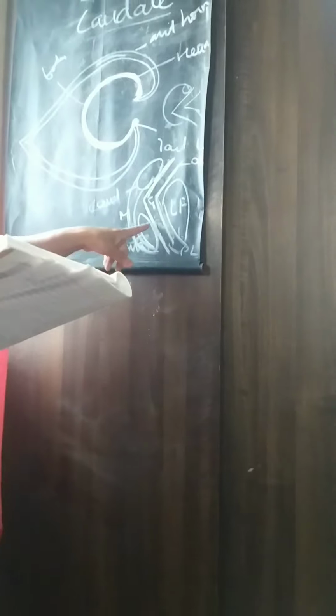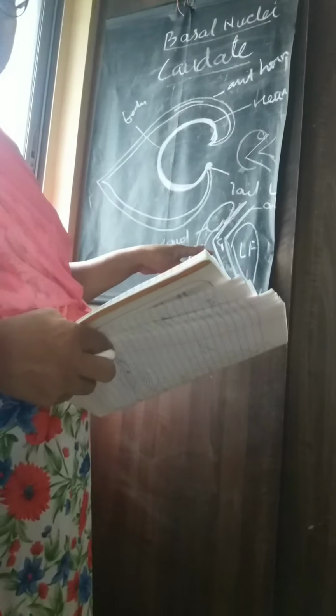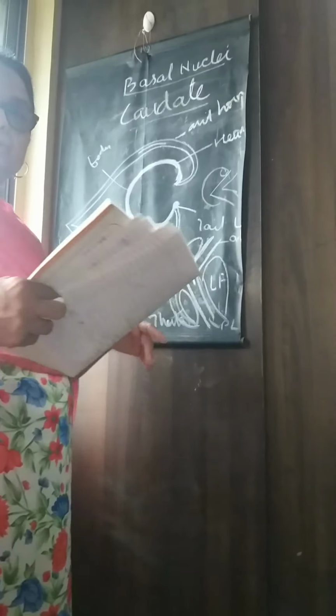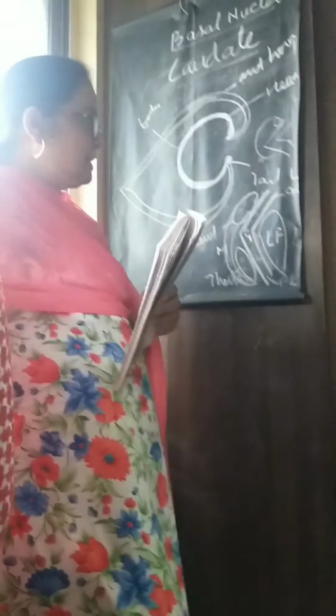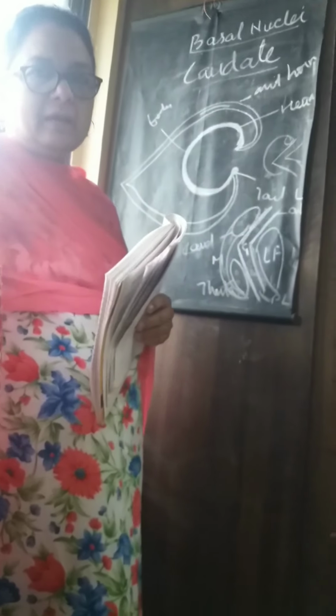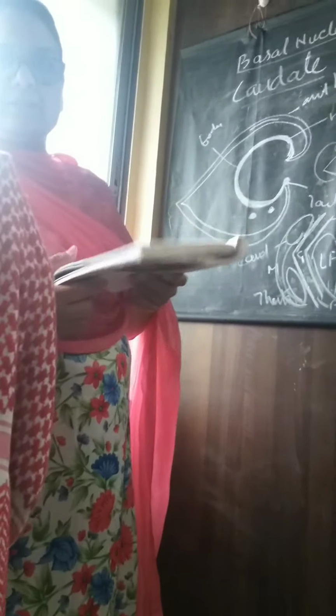Got it? It is separated from the posterior limb by the thalamus, and along with this there is the presence of the thalamostriate vein and the stria terminalis. If you remember, while teaching the lateral ventricle, I had drawn a cross section, and in that I had shown you, isn't it? Below the lateral ventricle, there is the presence of the thalamostriate vein and the stria terminalis.